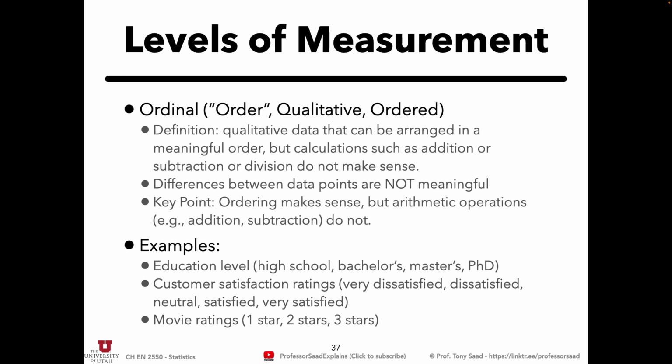Okay, so it's qualitative data that can be arranged in meaningful order, but still you cannot do any calculations on them. So differences between data points are not meaningful. But the ordering must make sense. Okay, it must proceed in a certain order. Like education level, you start elementary, middle, high school, bachelor, master's, PhD. That's a natural order. I didn't make that up. Right? It is a natural order that falls into place.